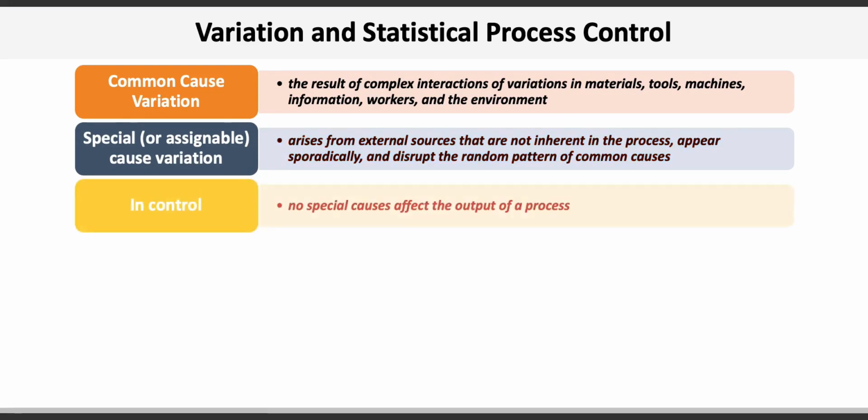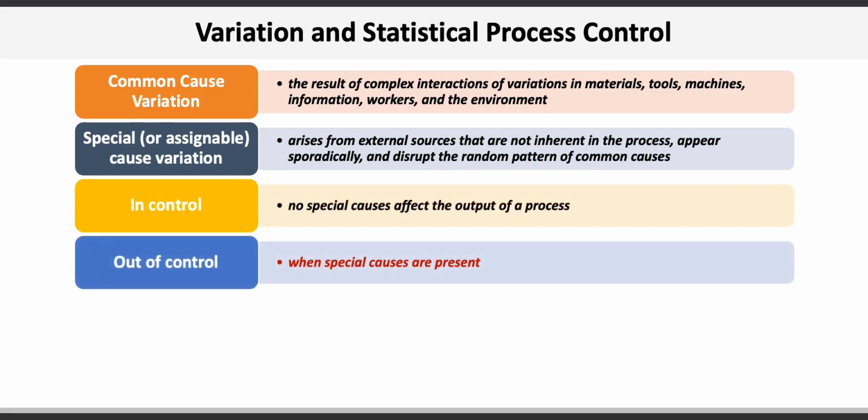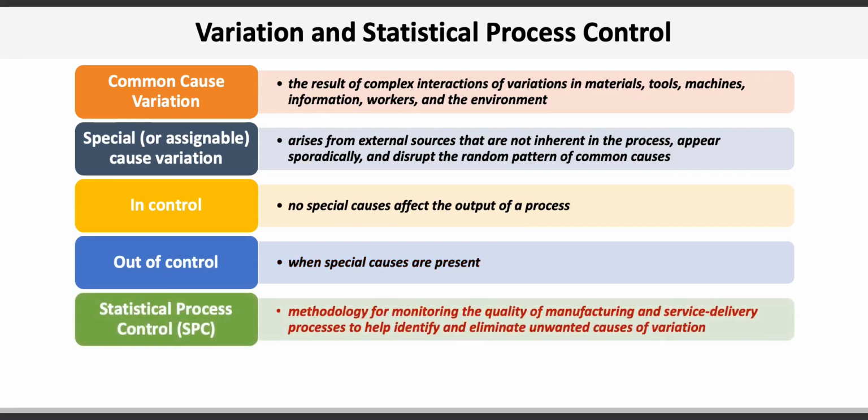If no special causes affect the output of a process, we say that the process is in control. When special causes are present, the process is said to be out of control. A process that's in control does not need any changes or adjustments, whereas an out-of-control process needs correction. Statistical process control, or SPC, is a methodology for monitoring the quality of manufacturing and service delivery processes to help identify and eliminate unwanted causes of variation.